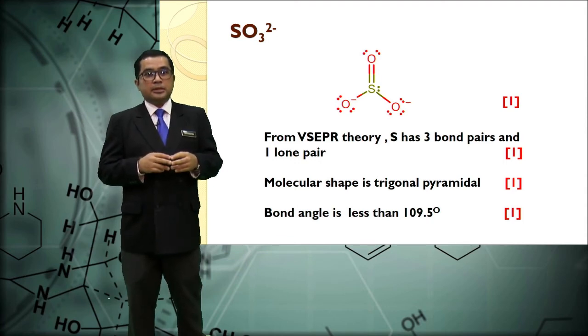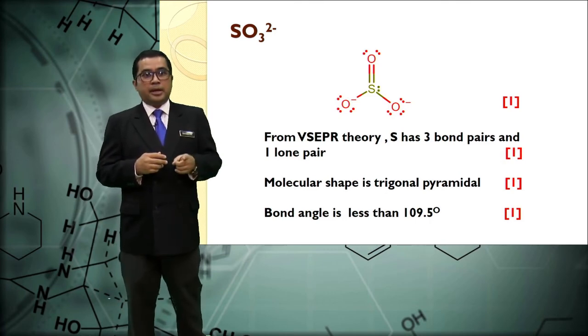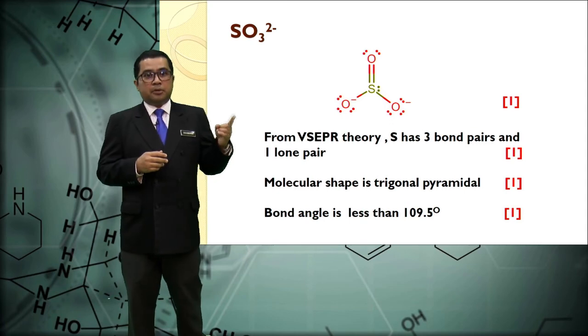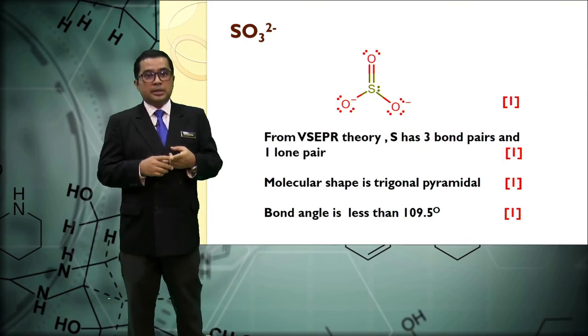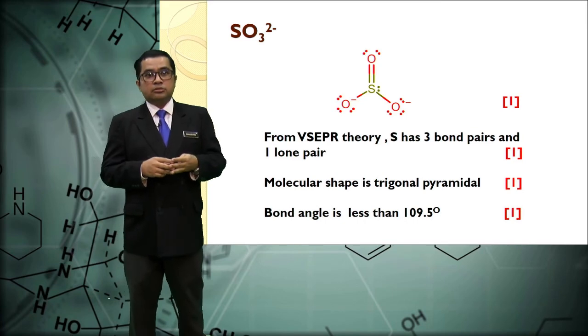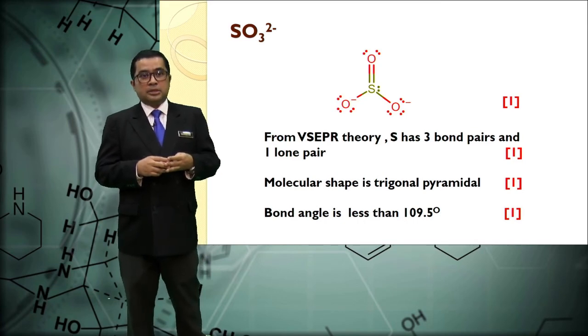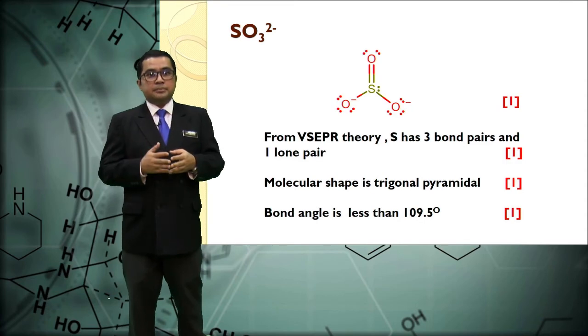And then the bond angle is less than 109.5 degrees because of the presence of 1 lone pair, that will give the bond angle less than 109.5 and the molecular shape trigonal pyramidal. So these are the 4 marks given for the SO3 2- ion. So now you will get altogether 12 marks from the first question. Okay, we go to the next one.